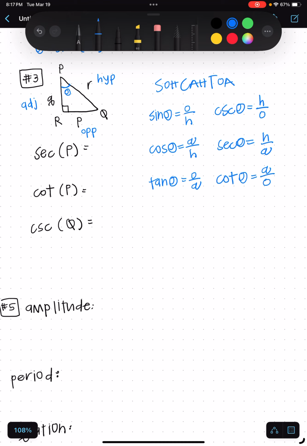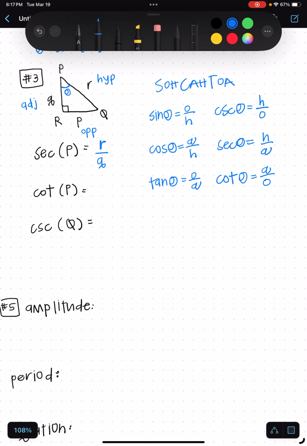So when I'm looking at secant of P, which is my first question, secant we know is hypotenuse over adjacent, which means my hypotenuse is R and my adjacent is Q, so it'd be R over Q. Basically, you just did the opposite.